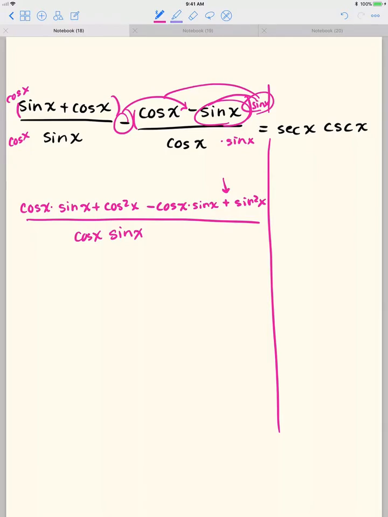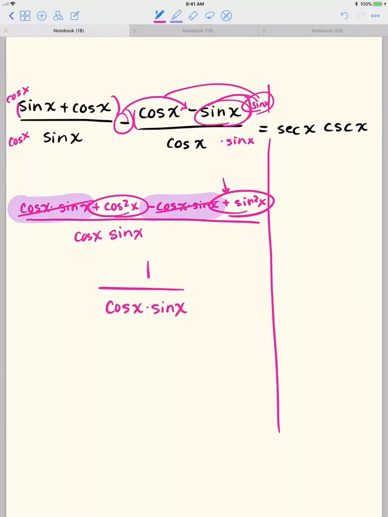So I have some cancellation. I have 2 terms of cosine sine, 1 plus 1 minus, so those are gone. I have cosine squared plus sine squared in the numerator, so that's 1. So 1 over cosine of x times sine of x. We're back to where we were for the first method. 1 over cosine is secant, 1 over sine is cosecant. So if you want to think about those as being the multiplication of those 2 forms, 1 over cosine is secant of x, 1 over sine is cosecant of x, and we have verified the one that we needed to.